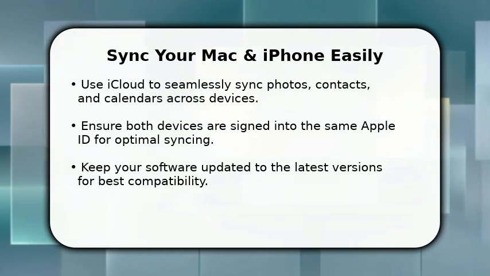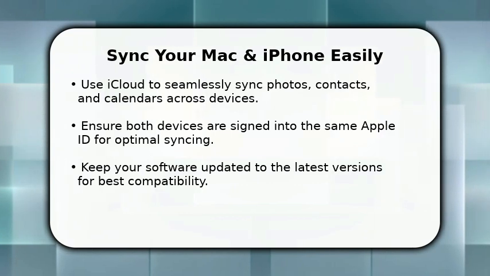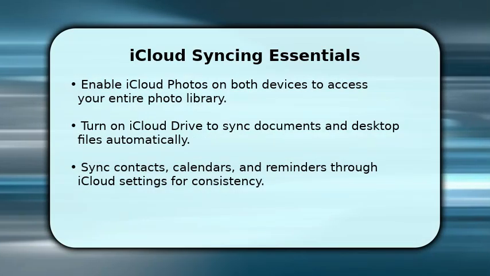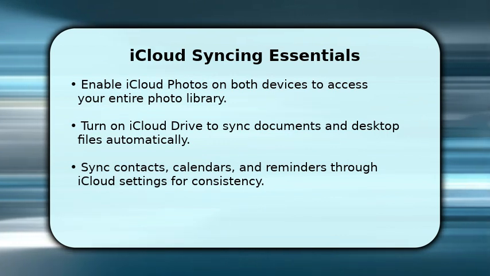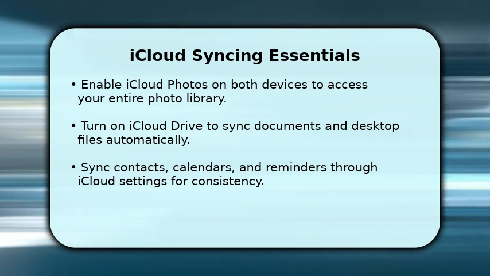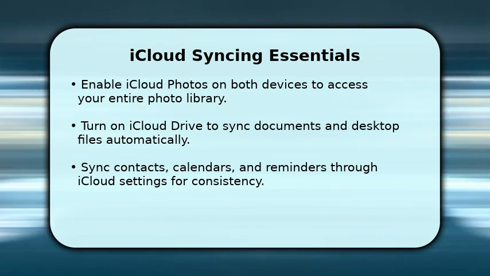We'll cover how to set up iCloud for automatic data synchronization, making your digital life much smoother. iCloud is your primary tool for keeping data consistent. Go to Settings on your iPhone and System Settings on your Mac, then click on your Apple ID. Here, you can manage which apps use iCloud. For example, enabling iCloud Photos ensures all your pictures are available everywhere. Similarly, iCloud Drive keeps your documents and desktop files synchronized, providing easy access from either device.